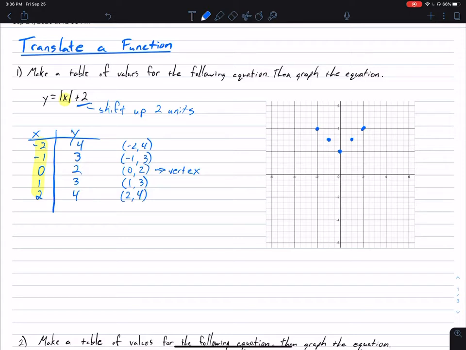But what's going on here is we want to connect these dots. Since it's an absolute value function, it should look like a V. The drawing's not perfect there, but you get the idea. Let me fix that line, and we'll have something that looks like this. Make sure you put your arrows so that we know the graph goes forever in both directions. But that's it. We made the table and we graphed the equation. That's all we're looking to do.